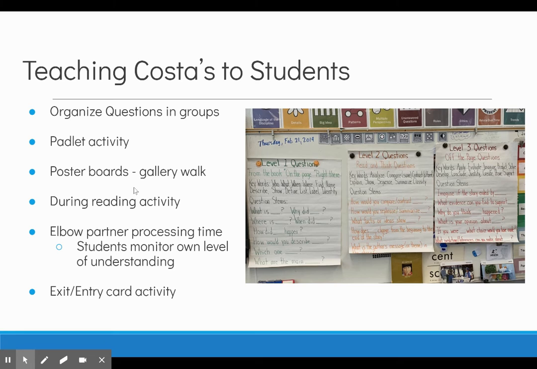Perhaps just a pause and some elbow partner processing time where students can monitor their own level of understanding and ask questions to the group. Even as a Socratic seminar preparation activity to give them opportunities to engage with multiple levels of understanding. And finally, maybe even as an entrance or exit activity to see if they've been able to move to those various levels and apply their knowledge.